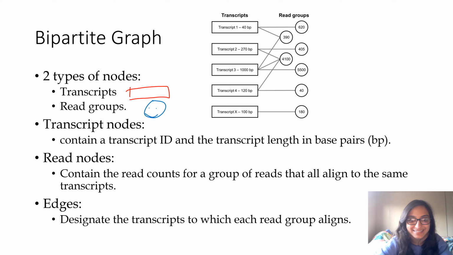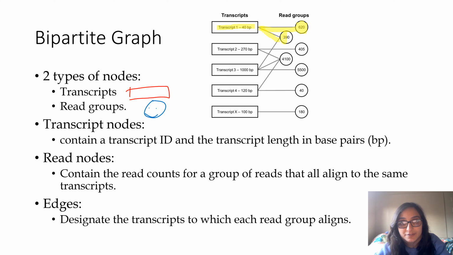Yeah, getting better at this, huh? Okay, so let's say that we're going to focus on transcript 1. How we would interpret this edge: it aligns to this read group, it's the only one that aligns to this read group 620 over here. But it also aligns to this read group that's 390, so it aligns here. And you'll see in just a second, I filled about half of it.